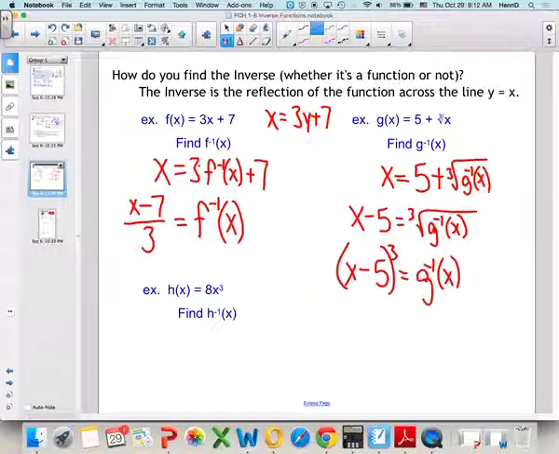We didn't get to the last example, but I think you guys get the idea.